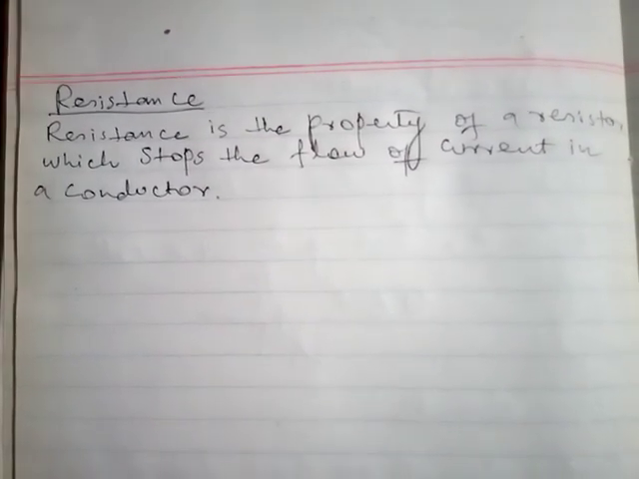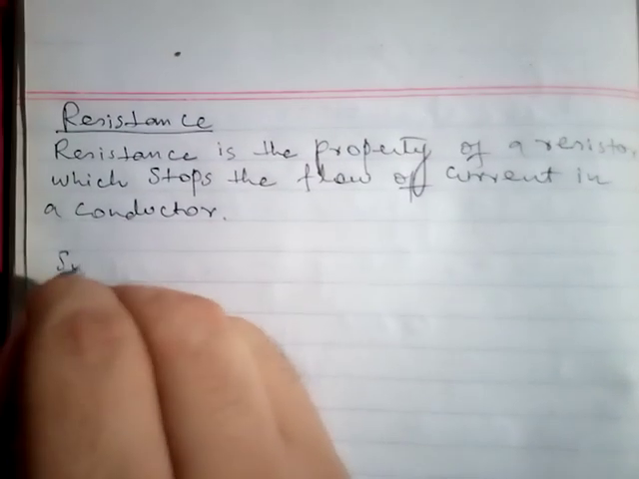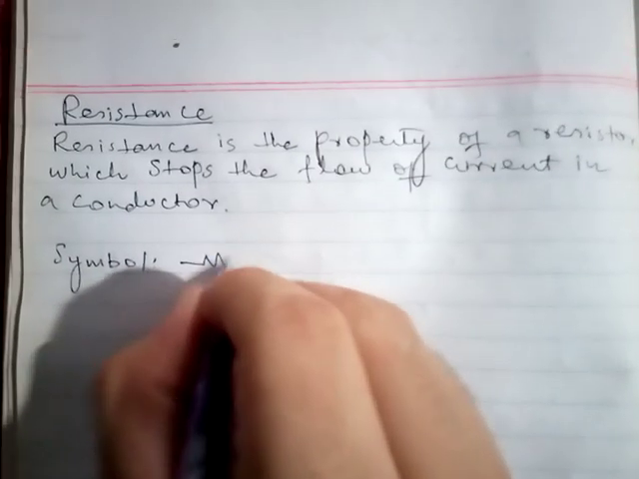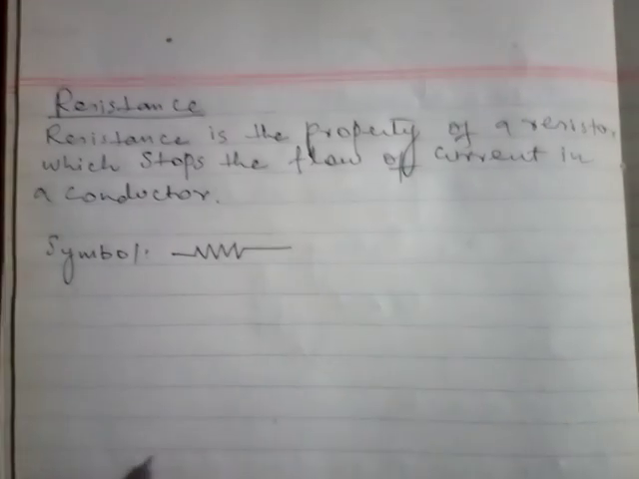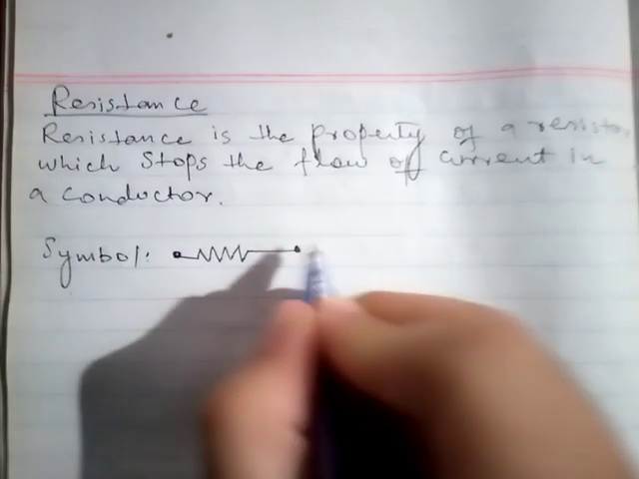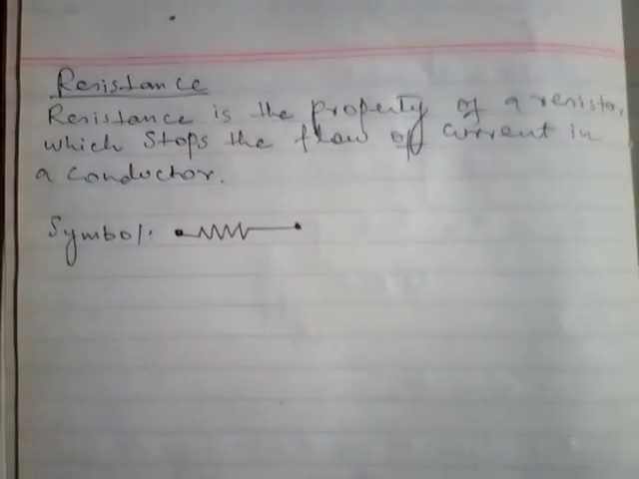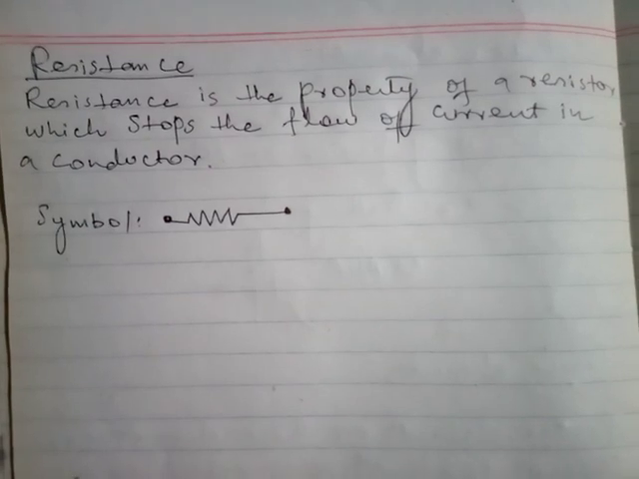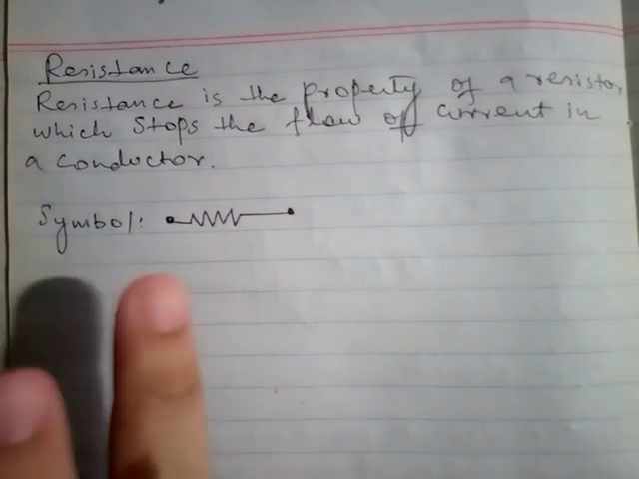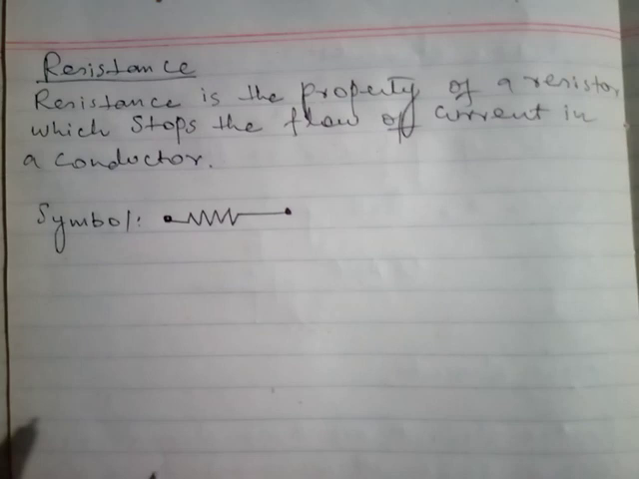So what is the symbol for a resistor? The symbol of a resistor is this. This is the first terminal, this is the second terminal. This symbol is used in electrical and electronics drawings. Whenever you are simulating or designing a circuit on software, this symbol is used, and it is also built into the libraries of the software.